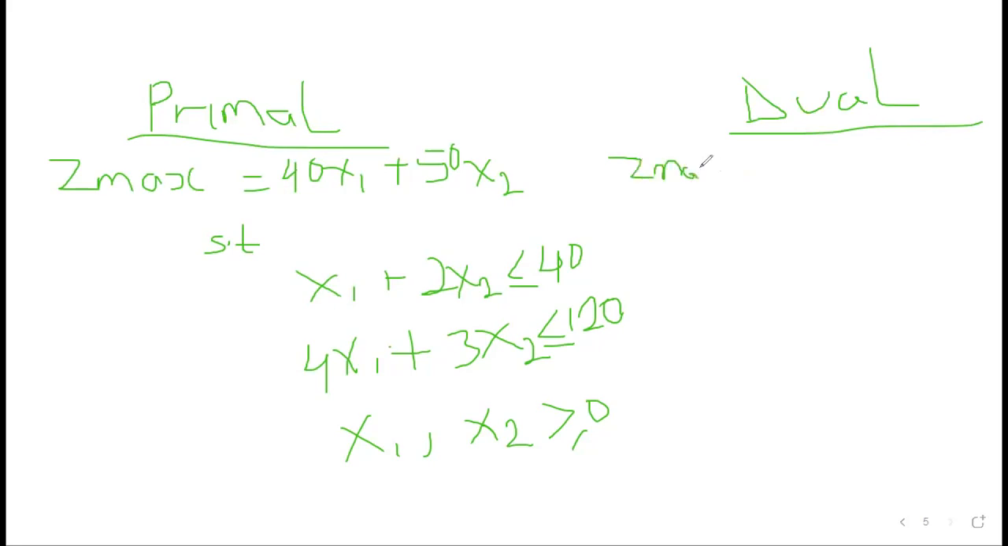Okay, so I have Z main is equal to 40y1 plus 120y2. Subject to y1 plus 4y2 greater or equal to 40.